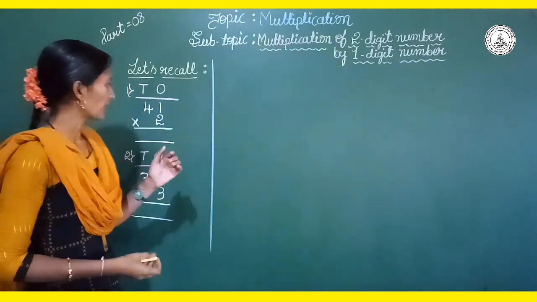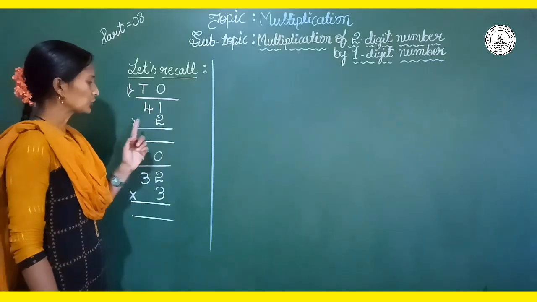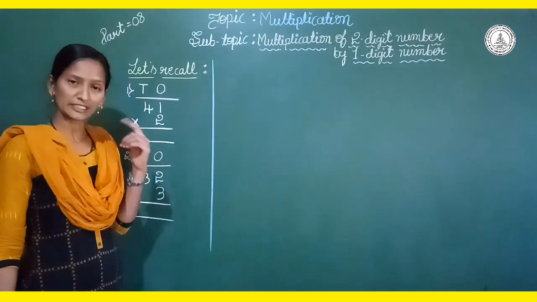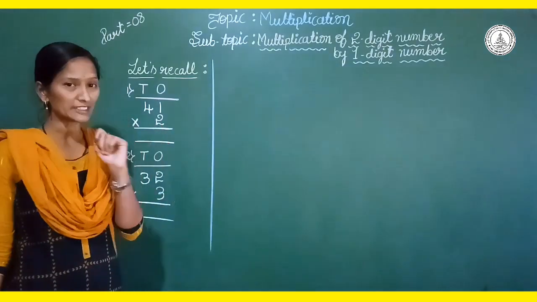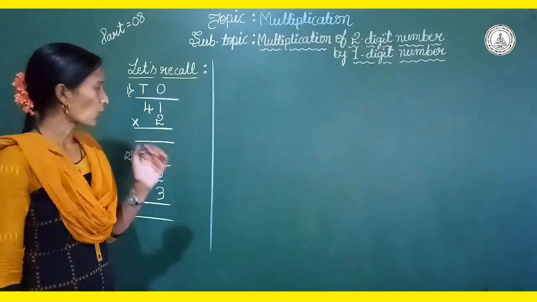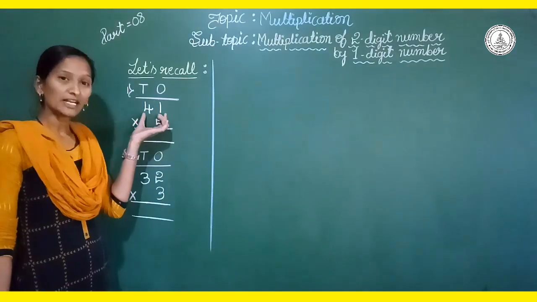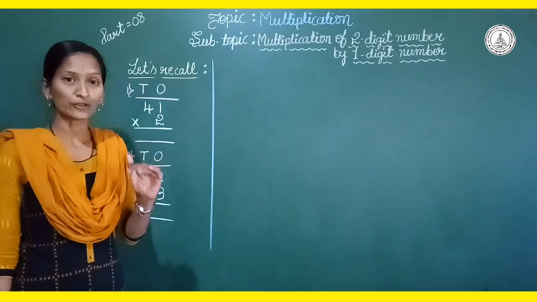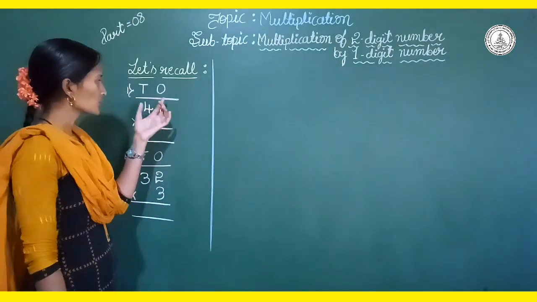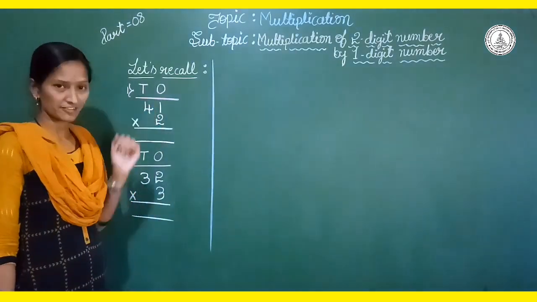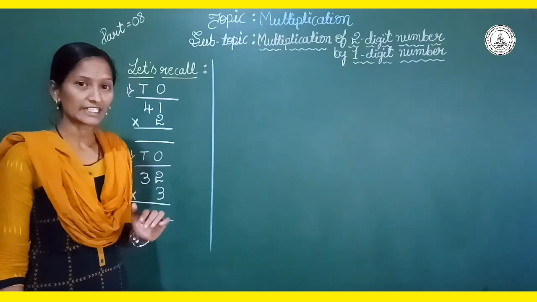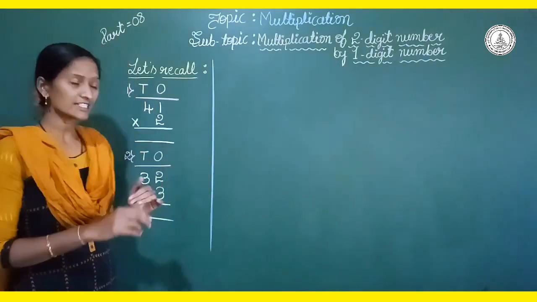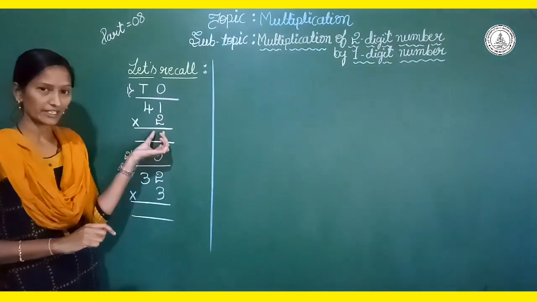So come to the first one. So 41 into 2, right? So in this problem, 41 is the multiplicand and 2 is the multiplier, right? So you always multiply the multiplicand with the multiplier. Also, you have to write down under the columns of tens and ones at first. And the next thing is you have to write down the multiplicand at first. The next, write down the multiplier.